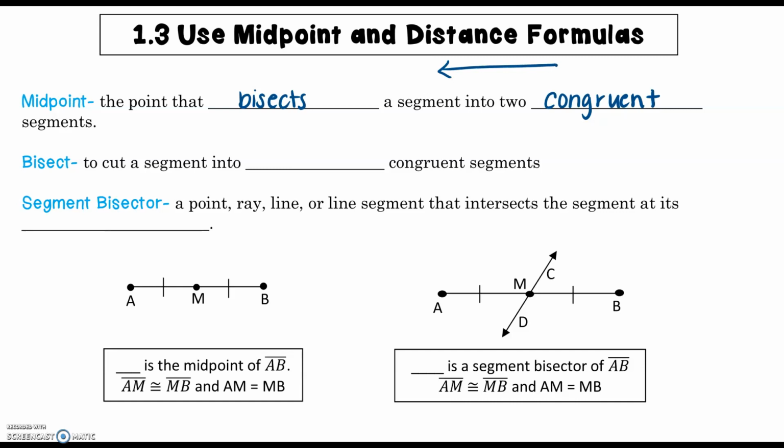So if we have a segment AB, point M is the midpoint, which means the length of segment AM and the length of segment MB are the same. Bisect means to cut a segment into two congruent segments, and a segment bisector is a point, ray, line, or line segment that intersects the segment at its midpoint.